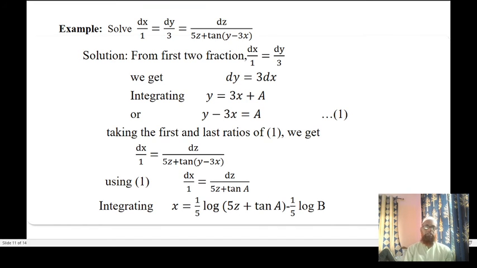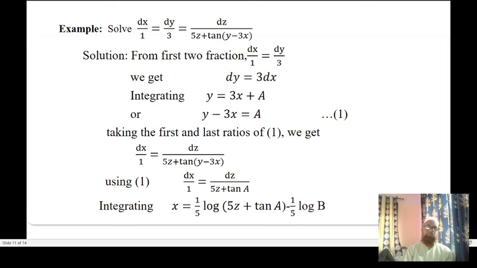Next, solve dx by 1 equal to dy by 3 equal to dz by 5z plus tan of y minus 3x. From the first two fractions, dx by 1 equal to dy by 3. So we get dy equal to 3 dx. Integrating, y equal to 3x plus a. So y minus 3x equal to a, where a is an integrating constant.